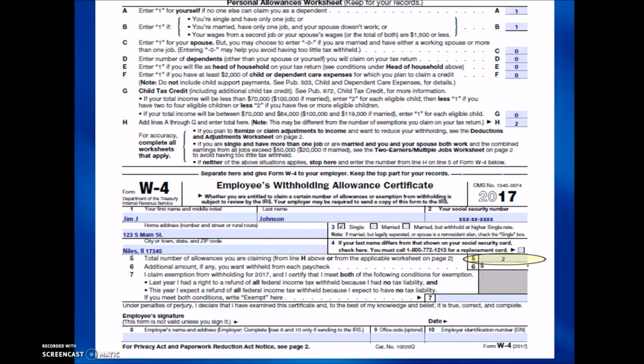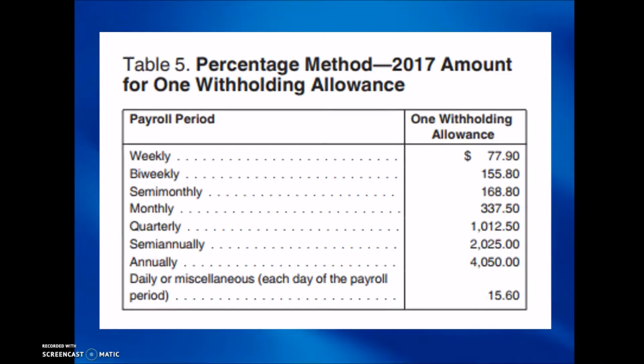These lines get added up and are then put on line H of the allowance worksheet. Next, the amount on line H is written on line 5 of the employee's withholding allowance certificate. We can see from this example that line 5 has a 2 written on it. Now that we know Jim is claiming 2 allowances based on line 5 of the W-4 and is paid monthly, we are all set to move forward with calculating his federal taxable income.